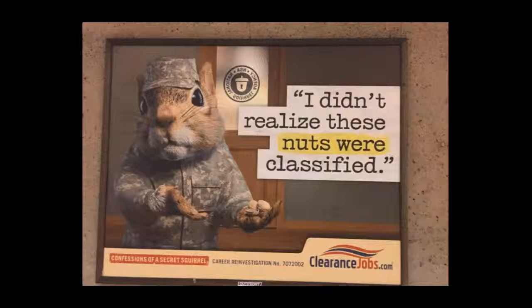This ad is part of a series of squirrel advertisements created by a company called clearancejobs.com, designed to appeal to commuters in the area, since many in the DC area require security clearance, which might not be the case in other areas. The humor in the ad is in the idea of the secret squirrel, which is a euphemism for spy, implying that getting a job that requires security clearance will make you a secret agent.